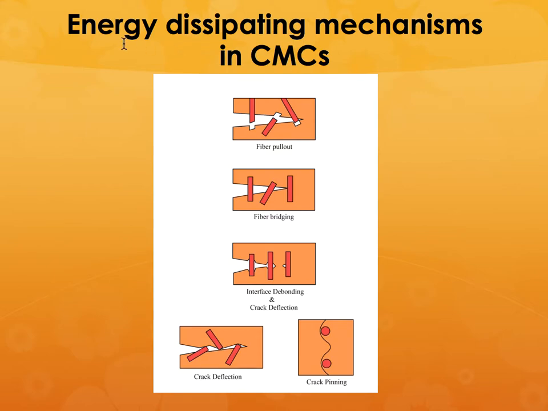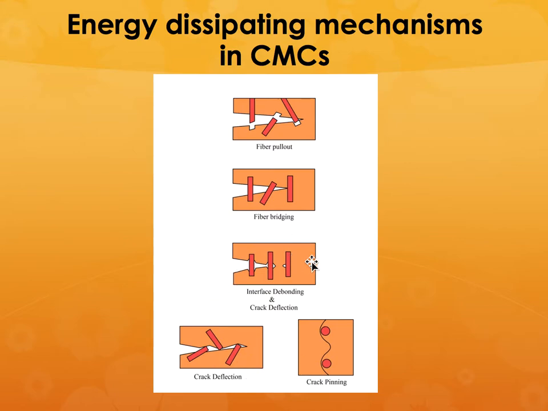So the energy can be dissipated purely by fiber pull out, or if you had, say, fiber bridging and they would be going back and forth and dissipate the energy that way. Or if you had the interface were to debond, the interface is weak and it were to debond and to deflect the cracks along the interface, that could be another way of dissipating the energy. The fourth one would be to purely deflect the cracks by itself.